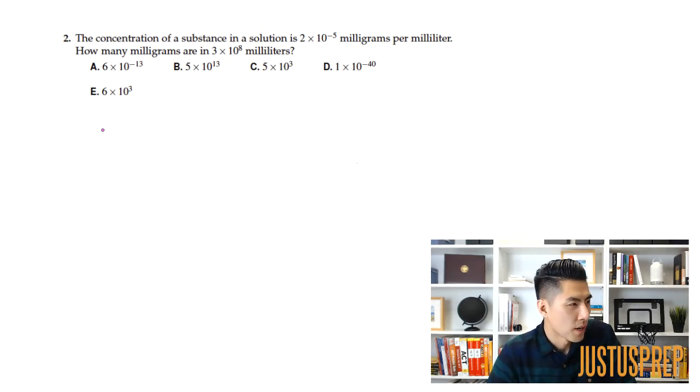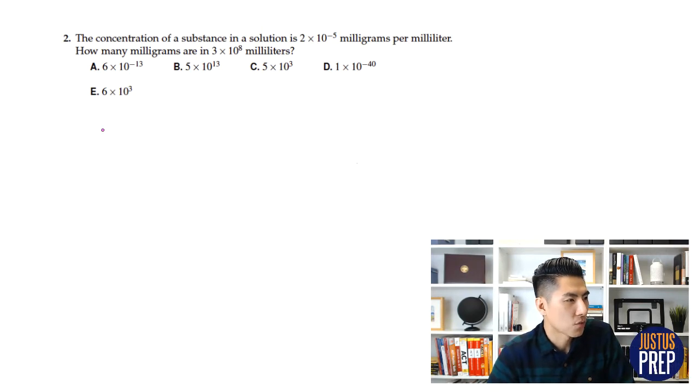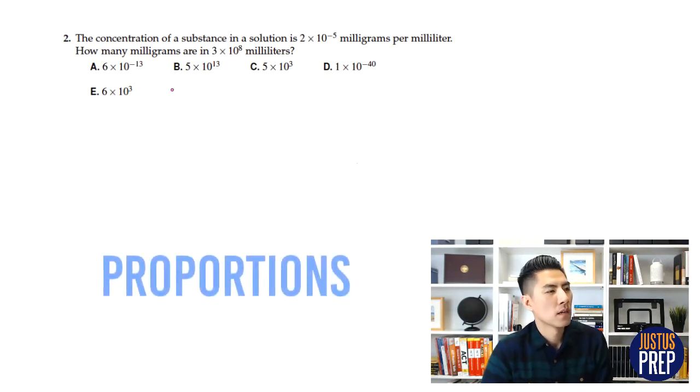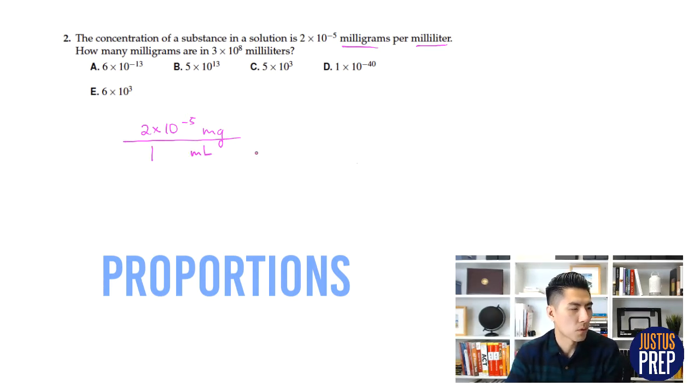Question number 2. The concentration of a substance in a solution is 2 times 10 to the negative 5th milligrams per milliliter. How many milligrams are in 3 times 10 to the 8th milliliters? What we can do here is set up a proportion. So we have milligrams to milliliters. We have 2 times 10 to the negative 5th milligrams, and that is per 1 milliliter.